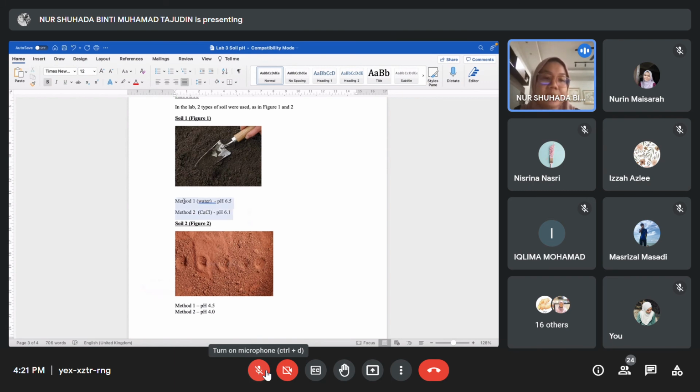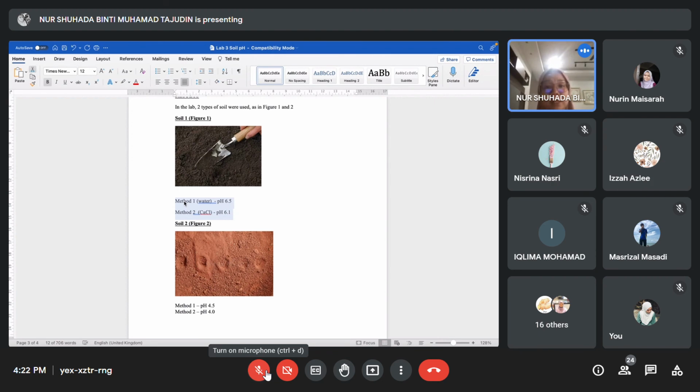Why does the reading in method two show a lower value compared to method one? Nurin, jawab. Sebab kalau guna kalsium, kalsium tu tak boleh compare dengan hidrogen, dia lagi lower affinity untuk attach ke? Bukan. Nurin. Nurin dapat benda tu. Okay, but memang hydrogen kita nak extract hydrogen sekarang.